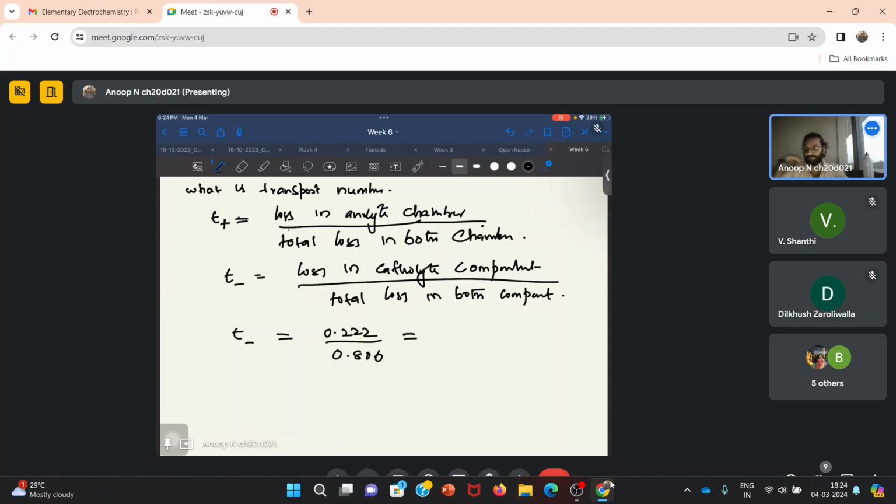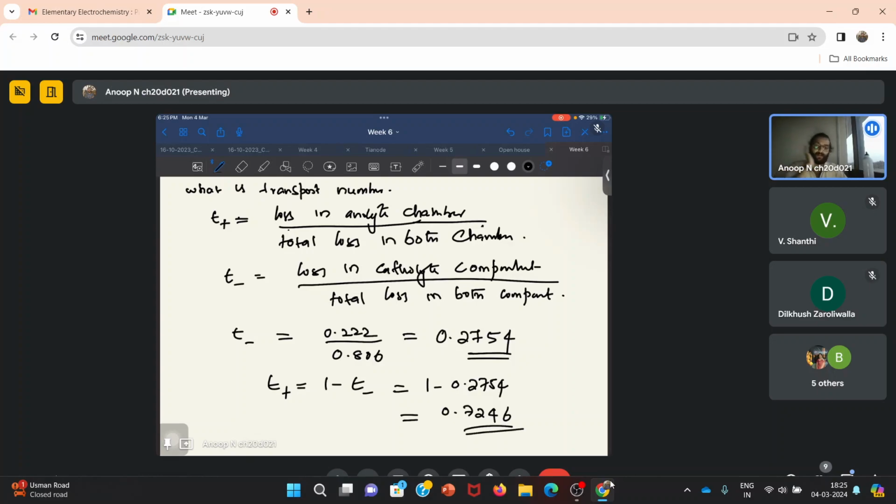What's the value? What's the value coming? 0.2754. Okay, slightly different, so that's fine. So we can write T plus is equal to 1 minus T minus, which is 1 minus 0.2754, approximately equal to 0.7246. This is the transport number for Cu2+, or you can simply write T Cu2+.